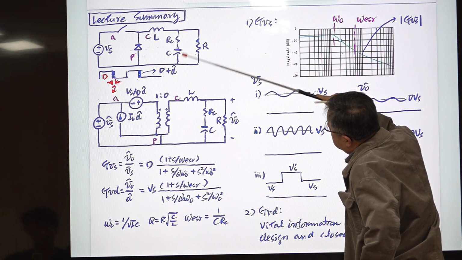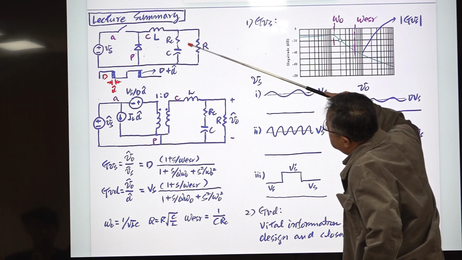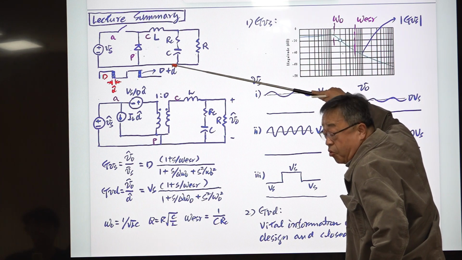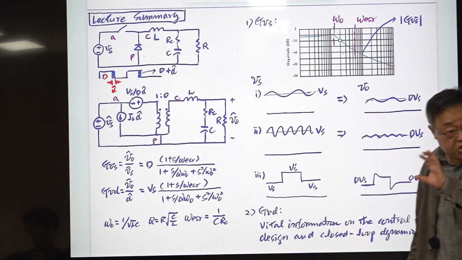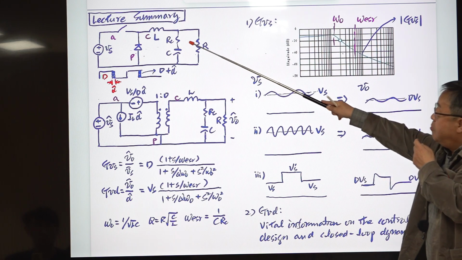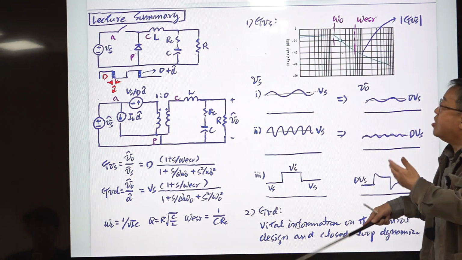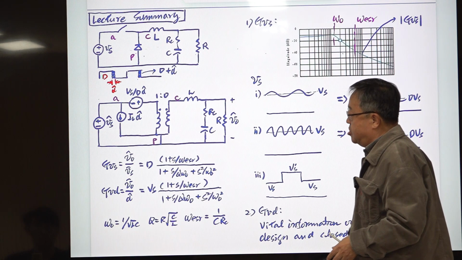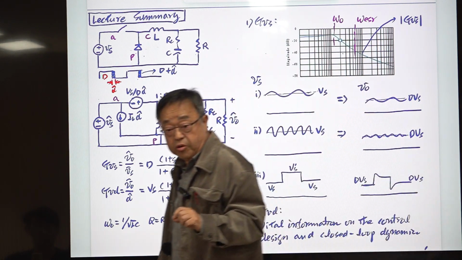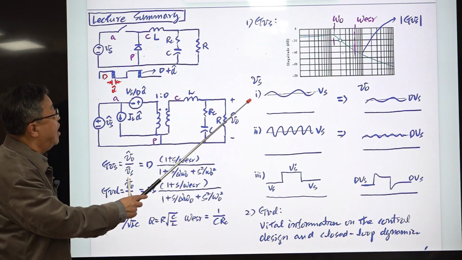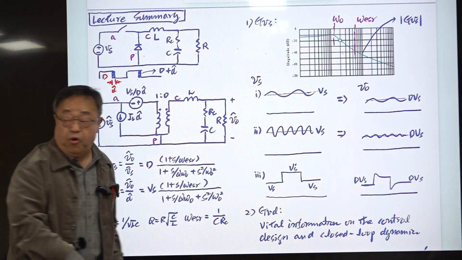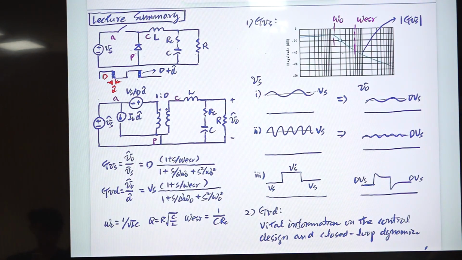That 0 is coming from here. So you have one branch. At this frequency, this impedance becomes 0. Then the output is 0 because the output port is shorted. So whatever you have here, output is 0. That is the definition of 0. Okay. So for this case, you have this type of frequency response.